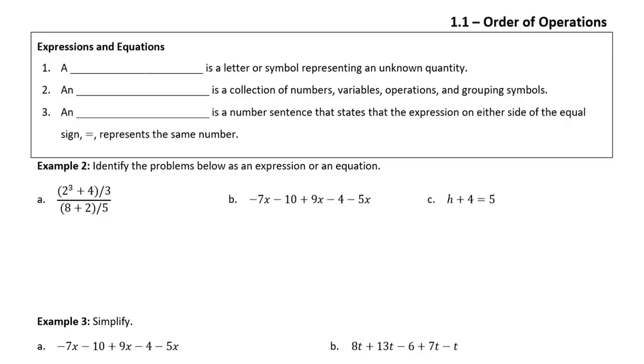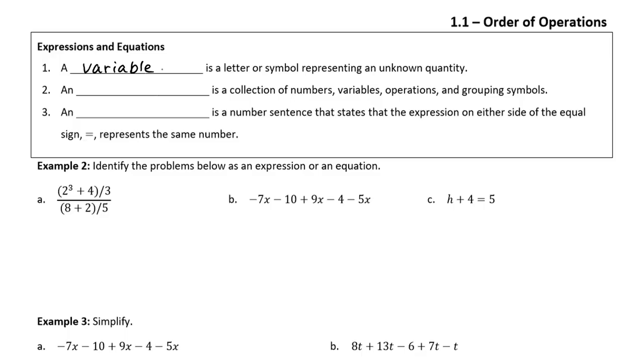The first one here, we're going to say that a variable is a letter or symbol representing an unknown quantity. Oftentimes we see the letter X, Y, Z, but we could really use any letter or symbol to represent this unknown value that I'm trying to find.